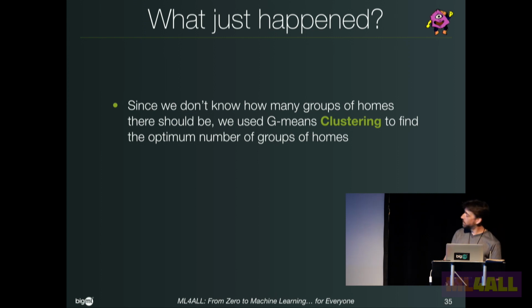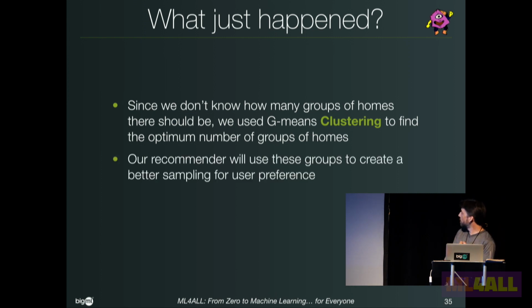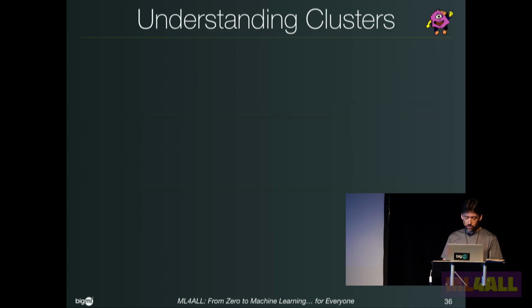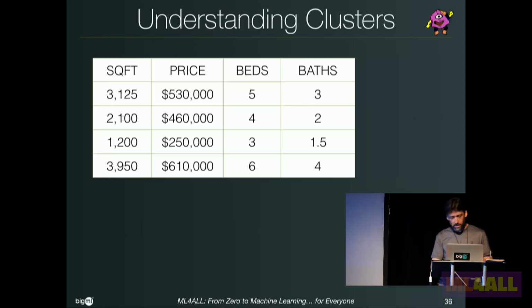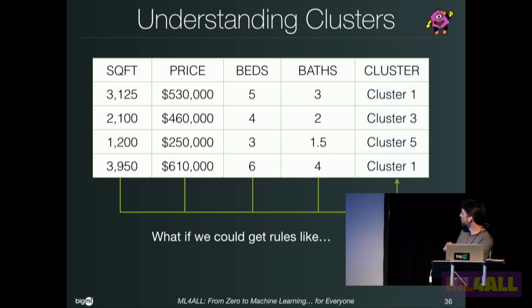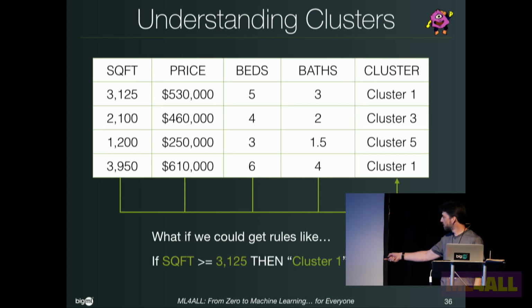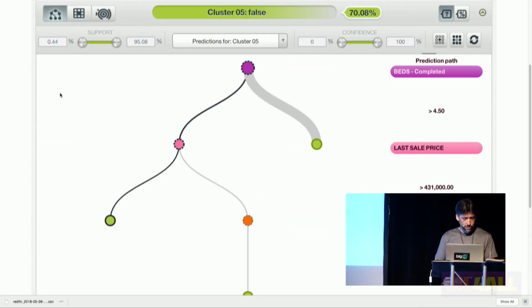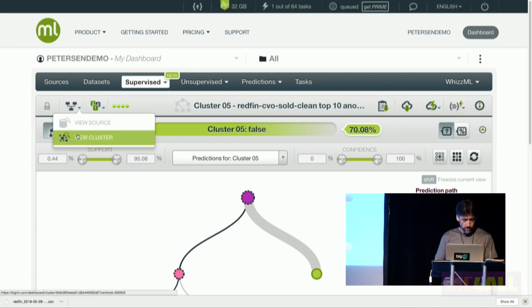We don't know how many groups. We use g-means. A recommender will use these to create a better sampling. We also tried to understand these home clusters using model clusters. Okay, what if we could understand them better? What if we could assign the labels? That first home is, for example, in cluster 1, that second one is in cluster 3, cluster 5, and what if instead we could get rules like, hey, if it's greater than 3,000, it's in cluster 1. Okay, this is something called association discovery, and we're going to do that also super quick.